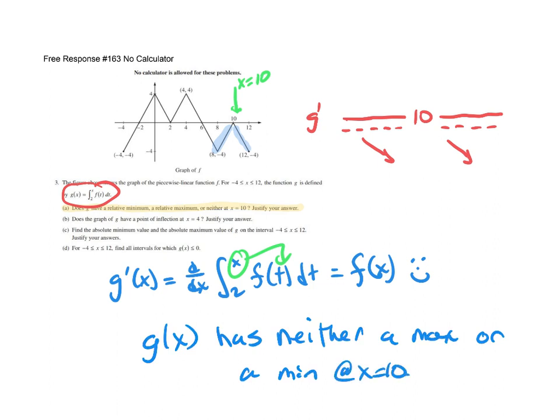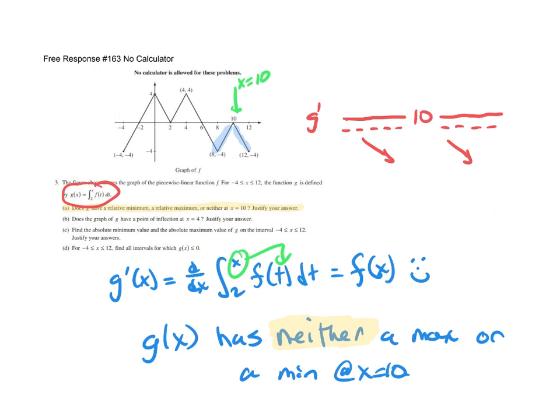We're saying neither because the derivative of g, which is f, does not change signs. The derivative would have to change signs in order for us to have a max or a min. So the answer for letter A here is neither, and we've given support as to why that is true. Because the derivative of g is really f, and f stays below the x-axis on either side of 10.